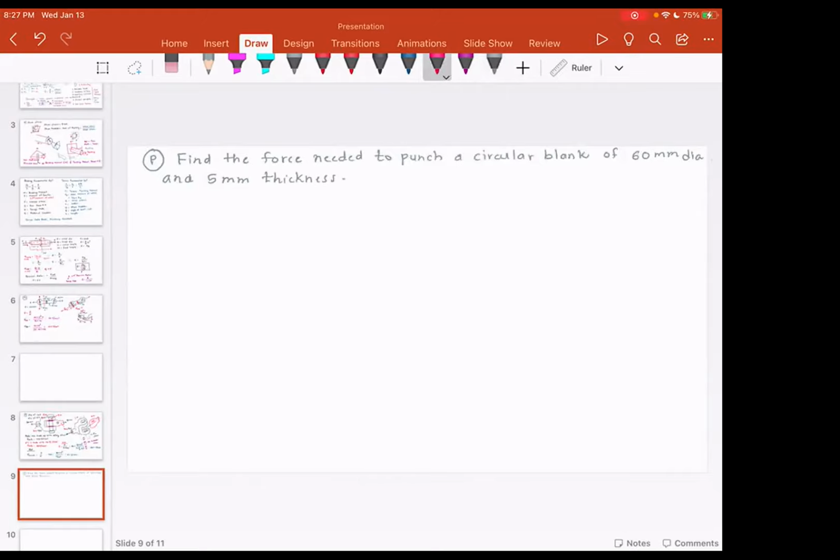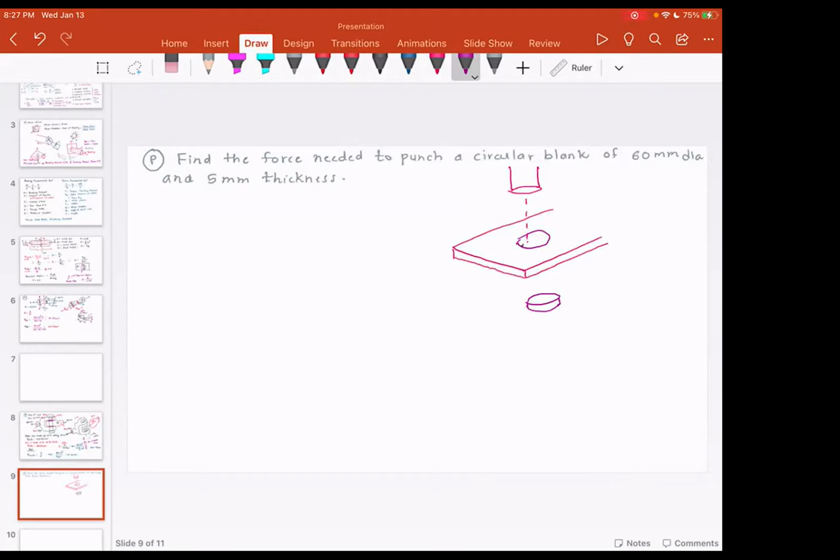Now, what does this mean? Think about it as if you are using a punch to punch a hole. Usually you have a flat sheet of material. This material will have some thickness and you're going to have a press tool, for example, a punch. What will happen is this punch will go down, hit this raw material and basically drop the blank. So this is the circular blank.